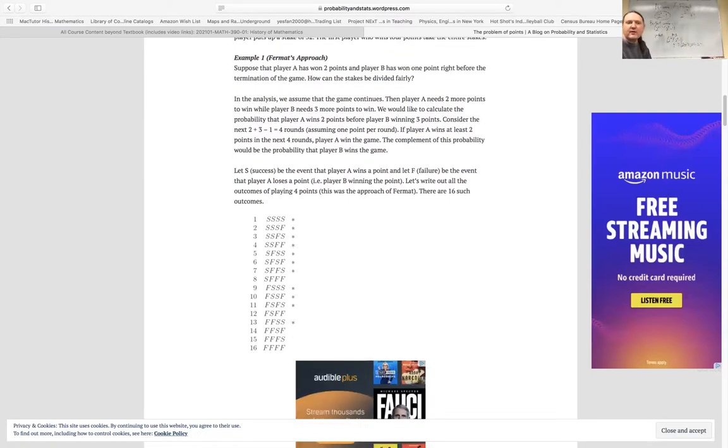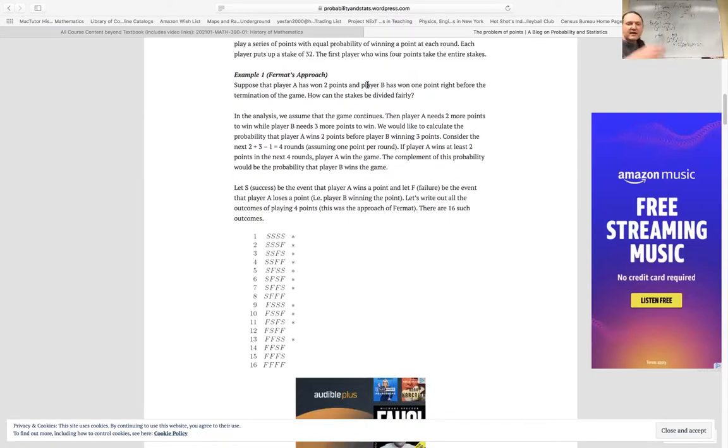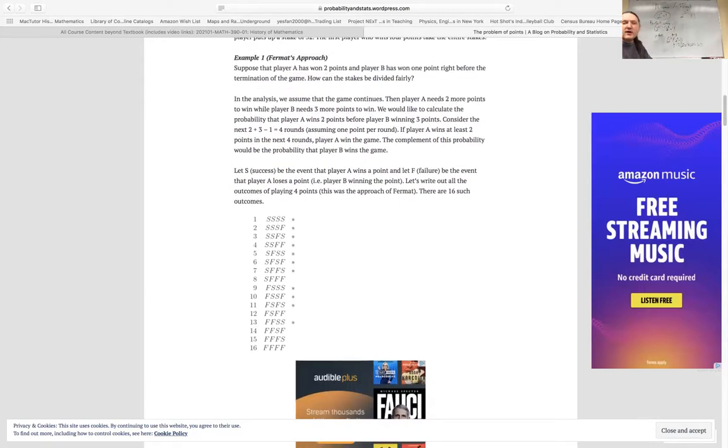All right, so the problem is then, suppose that player A has won 2 points and player B has won 1 point. And then they're like, oh, we gotta go. Well, what should we do? We have this money, how should we divide it? And that's the story here. So what we're going to do is pretend that they could continue playing the game, see what the options are, and see how we should divide things.